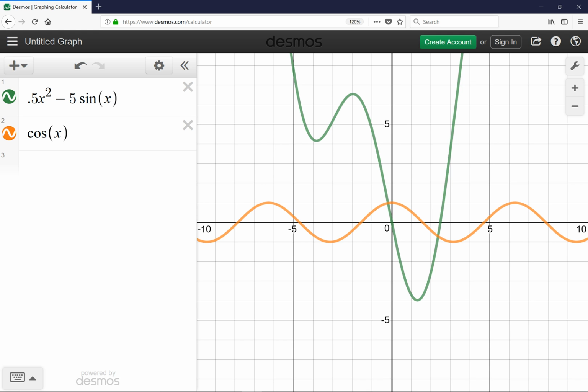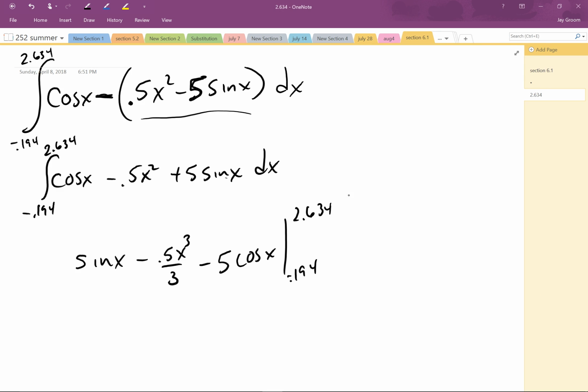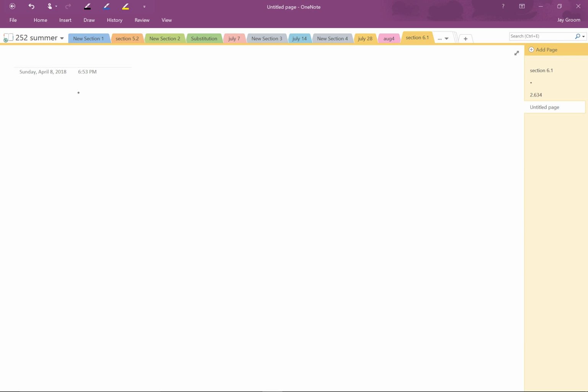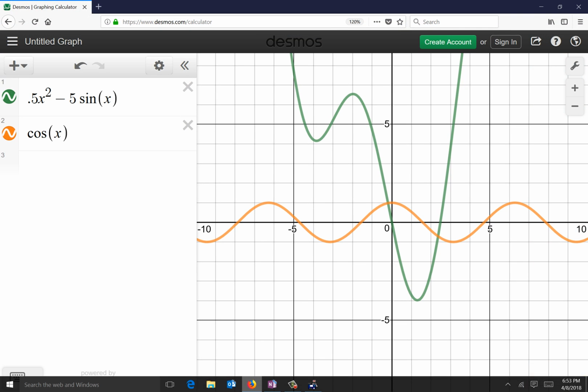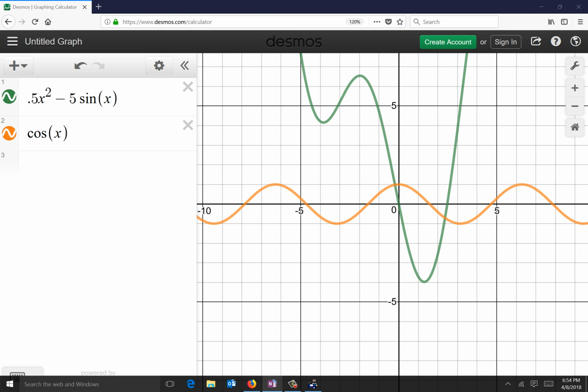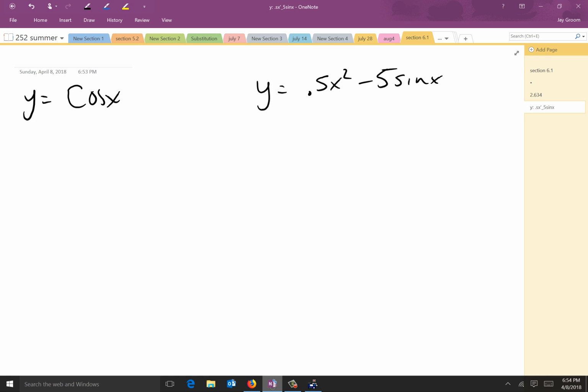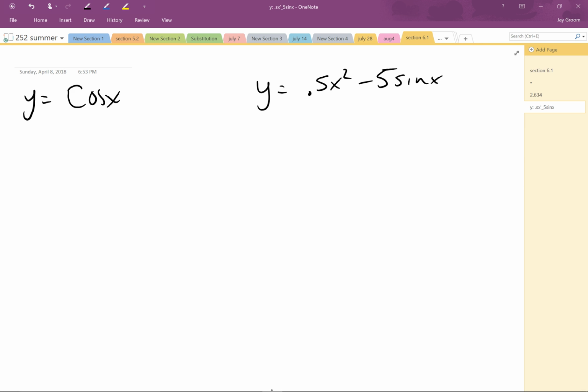Now note, they do not have to intersect to play this game. For instance, somebody may ask you, between negative 5 and negative 1, how much area is between those two functions? So one of them, again, was cosine of x, and one of them was y equals 0.5x squared minus 5 sine x. Is it minus 5 sine? I think so. Isn't that right? Yes, I'd buy that.